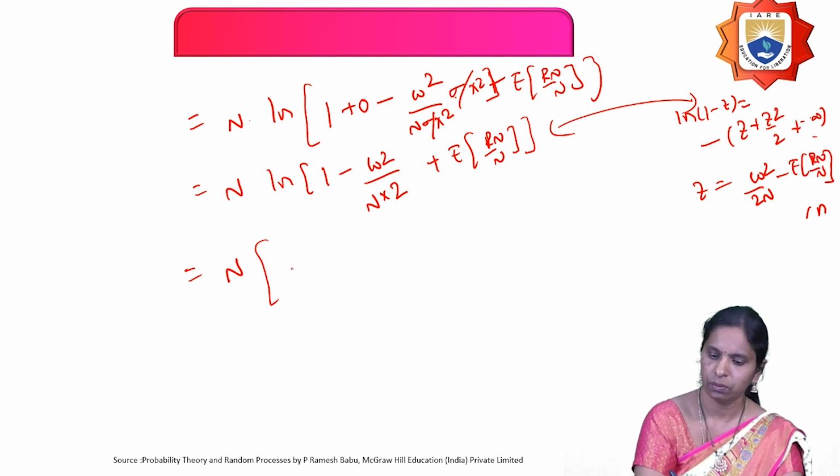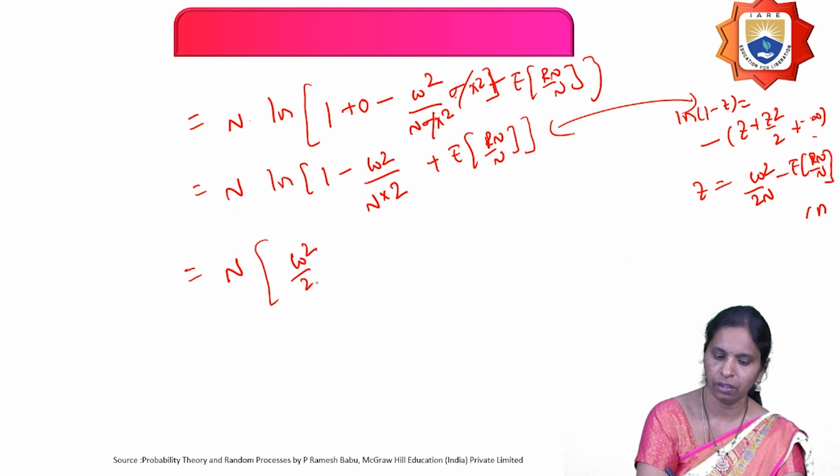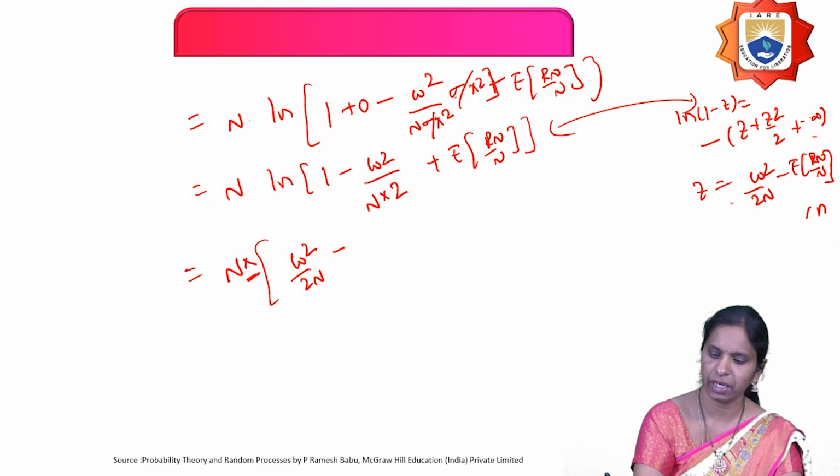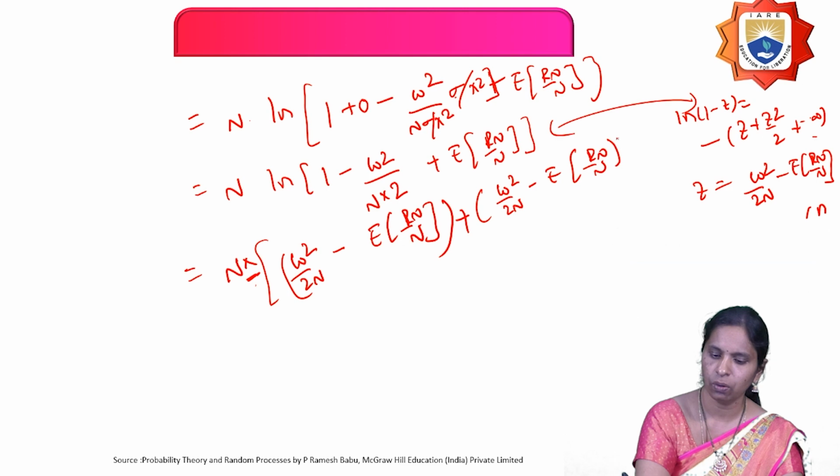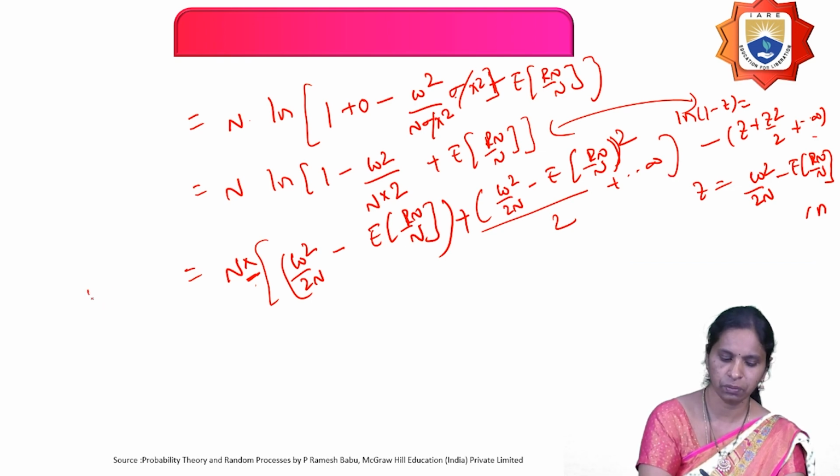Therefore, what do you get here? n into minus of, because it is minus of z plus z square by 2. What is z here? Omega square by 2n minus the expectation of Rn by n. So this is z plus z square by 2, nothing but omega square by 2n minus the expectation of Rn by n whole square by 2, plus and so on up to infinity.